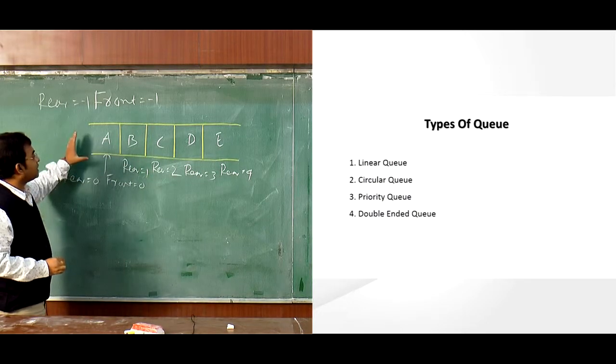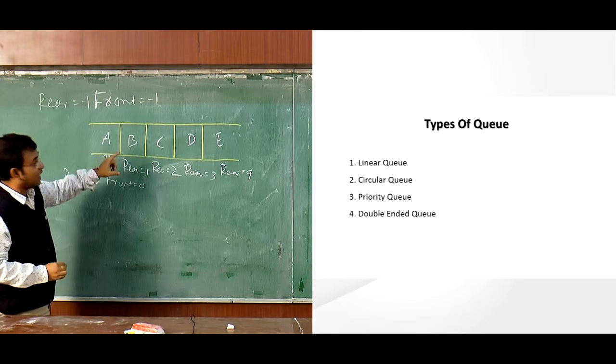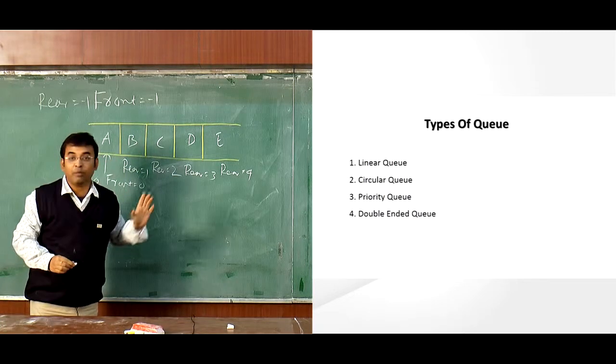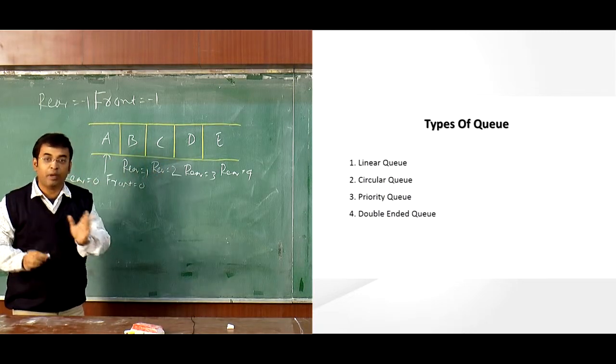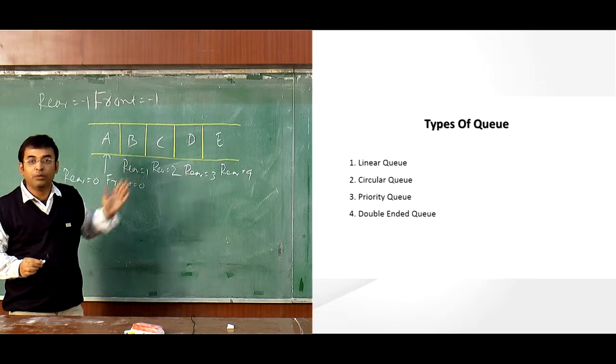So the maximum size of the queue in this case is 1, 2, 3, 4, 5. The maximum size of the queue in this case is 5. I assume that the maximum size of the queue is 5.